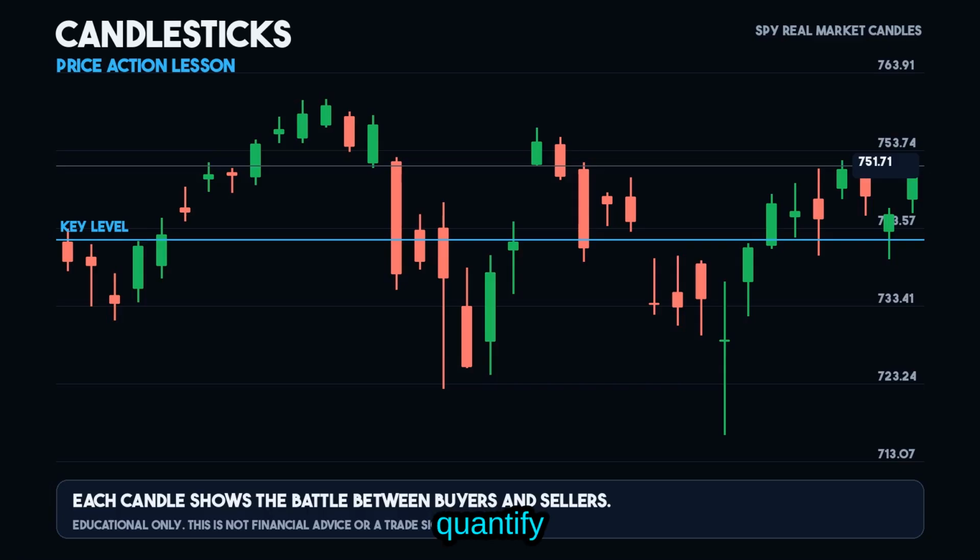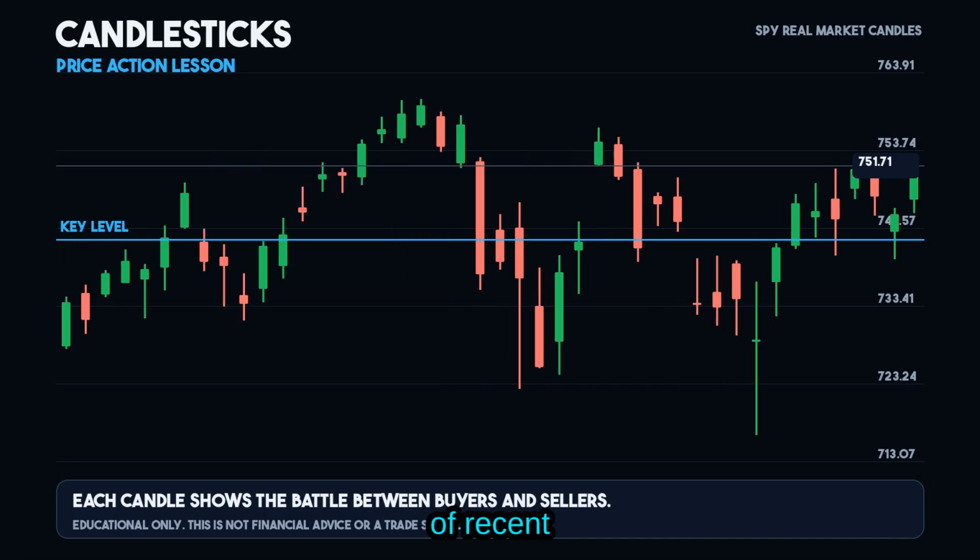But how do you quantify this? That's where indicators like the RSI come in. The RSI measures the magnitude of recent price moves in relation to the asset's overall price. By using a value between 0 and 100, it can give us an idea of whether an asset is overbought or oversold. For instance, let's consider Apple stock.